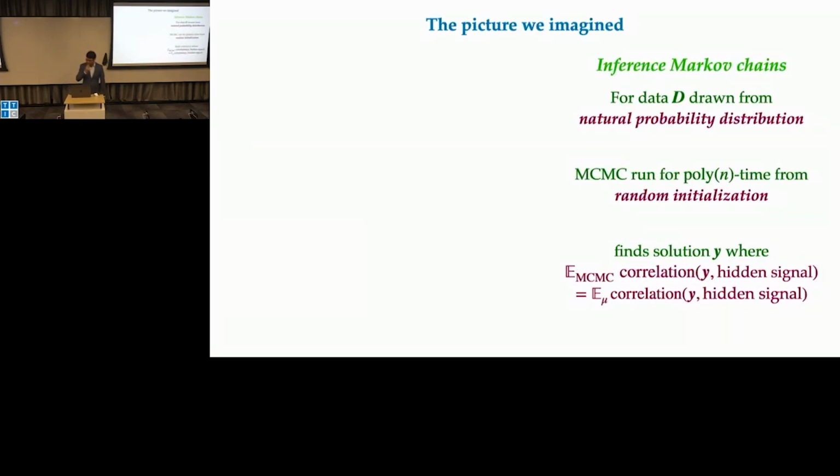So just to make the kinds of guarantees we want to prove more concrete, in the context of inference, the kind of guarantee that we want to show is: if you have data that's drawn from a natural probability distribution, and you run your Markov chain for polynomial n time from a random initialization, then you find a solution whose correlation with the hidden signal is high. And by high, I mean as high as what the correlation with the hidden signal would be if you got a sample from the posterior. Correlation means simply Hamming distance in this case, or something else? How do you measure correlation? Yeah, so the Hamming distance.